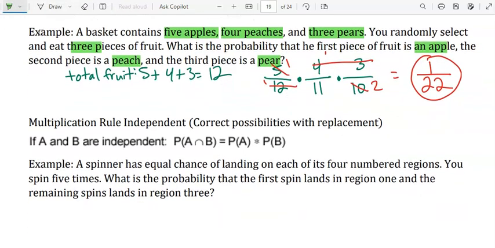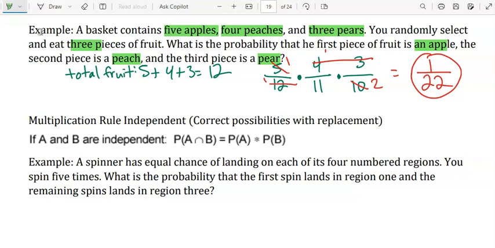Multiplication rule independent. Correct possibilities with replacement. This way you just find the probability of the first thing times the probability of the next thing, and then just keep multiplying until you get to the end of the probabilities that you need to find. Example, a spinner has equal chance of landing on each of its 4 numbered regions. You spin 5 times. What is the probability that the first spin lands on region 1 and the remaining spins lands on region 3?